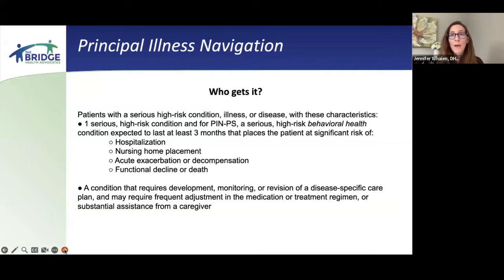And for me, that's pretty broad because so many conditions could fall under that. Functional decline, sure. Acute exacerbation, many, many things. So I think that's pretty broad. And it's a condition that requires development, monitoring, revision of a disease-specific care plan, and may require frequent adjustment in the medication, treatment regimen, or substantial assistance from a caregiver. So again, lots and lots of things fall under that. But Melissa, can you list some of the possible conditions that we all know about that you think would fall under this?